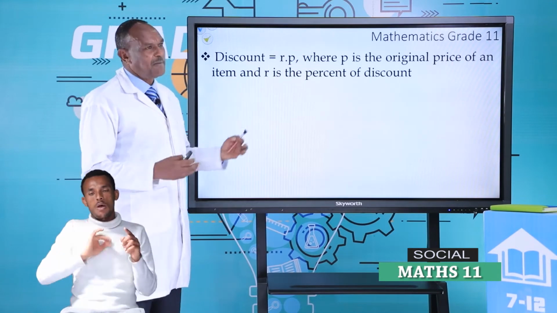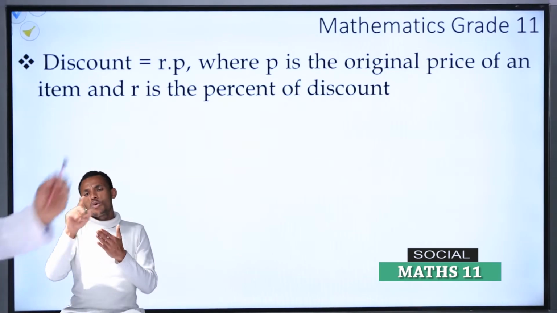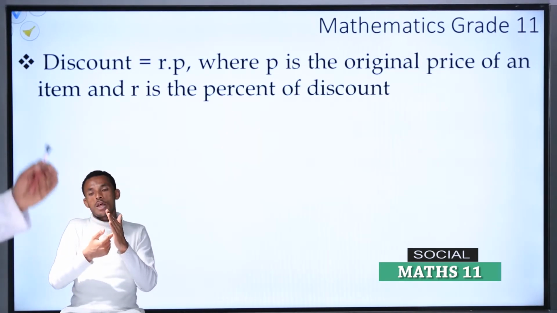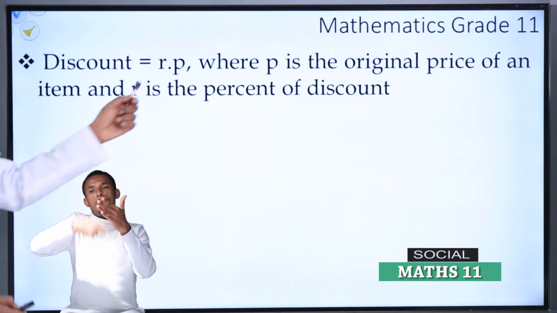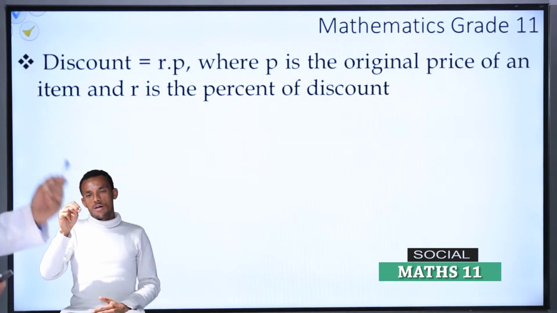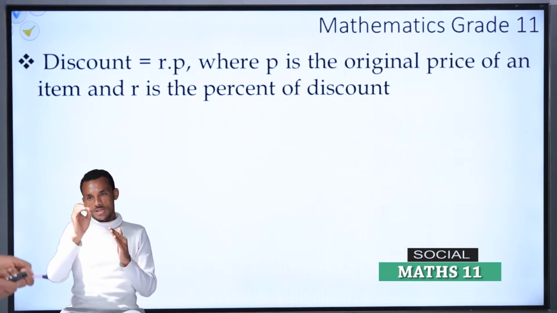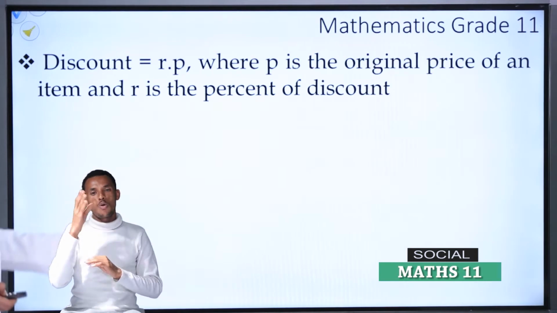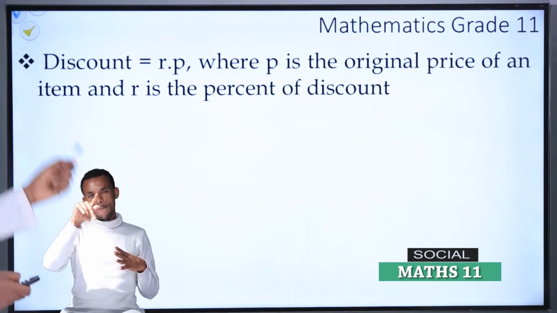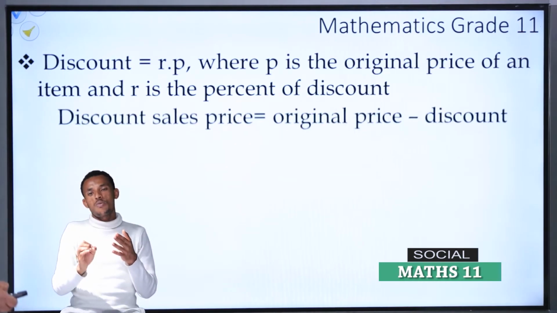When you are buying some items, you may have a discount. That means by negotiation, the price will decrease. Discount is rate times P. It is usually expressed in terms of percentage, 5% discount, 10% discount, as you see during holidays, where P is the original price of an item and R is the percent of discount.